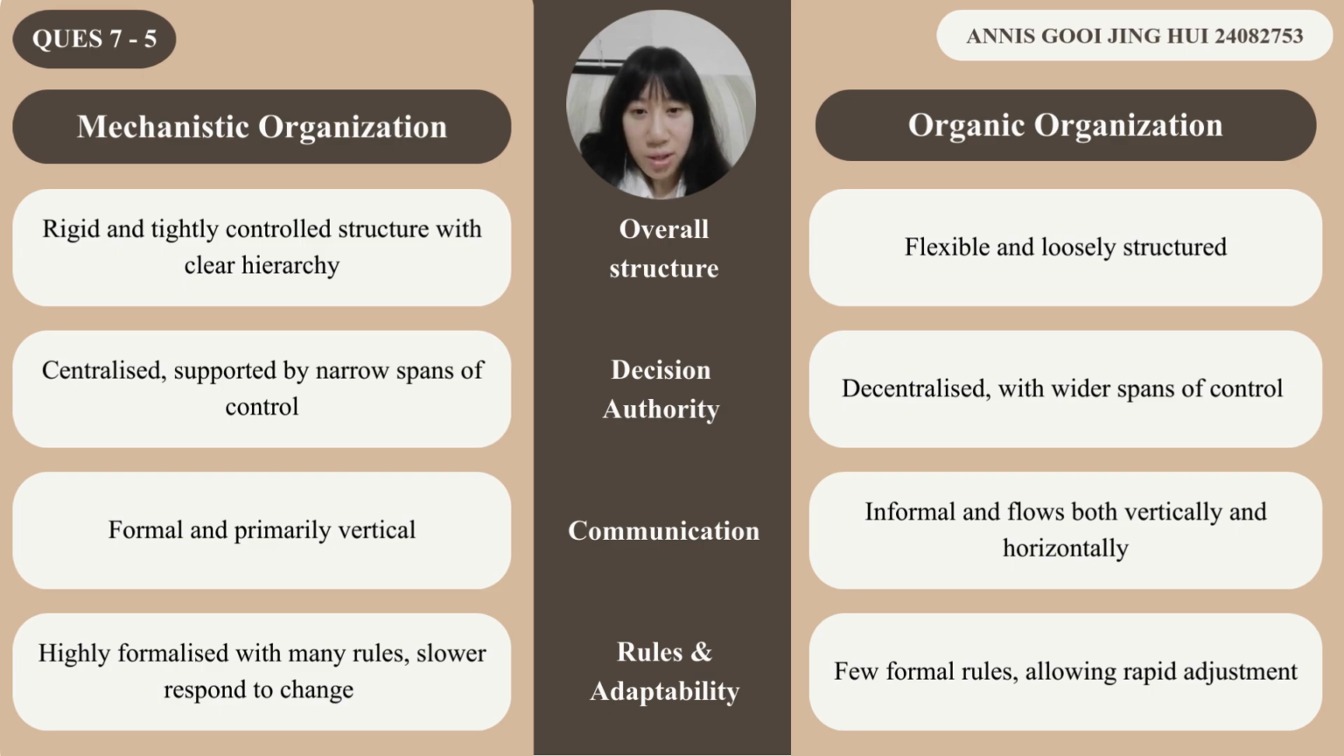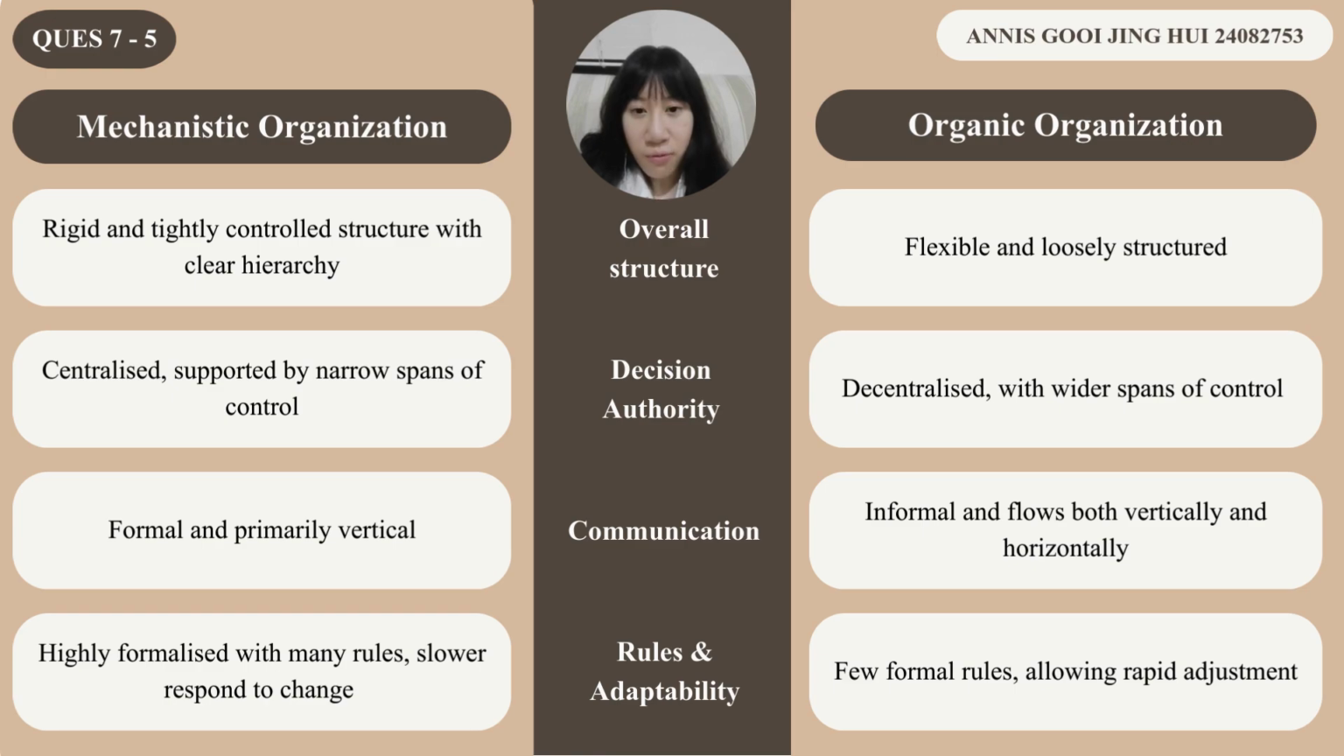Moving on to communication, mechanistic organizations mainly use formal communication channels. Information flows vertically following established rules and procedures. In comparison, organic organizations encourage informal communication, allowing information to flow both vertically and horizontally to promote teamwork and coordination.